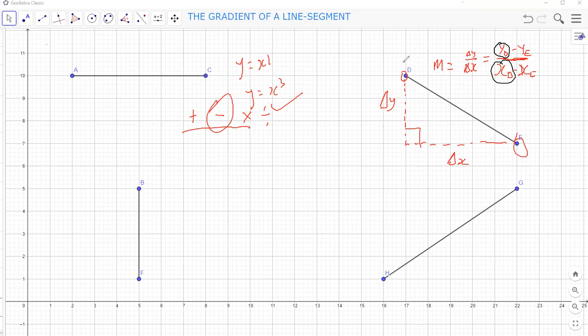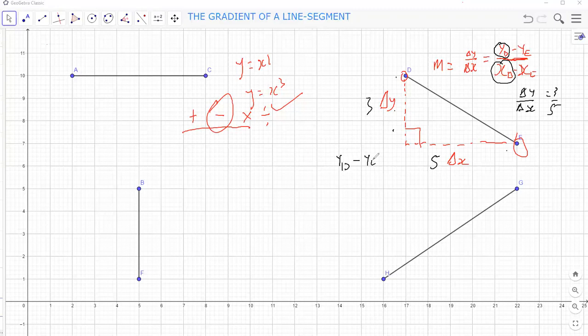So guys, let's check here. What is the change in y here? 1, 2, 3, I think that's a 3. What is the change in x here? 1, 2, 3, 4, 5, isn't it? So that's what we have, there's 5 there. And so that means the gradient here, change in y over change in x, should give us 3/5.